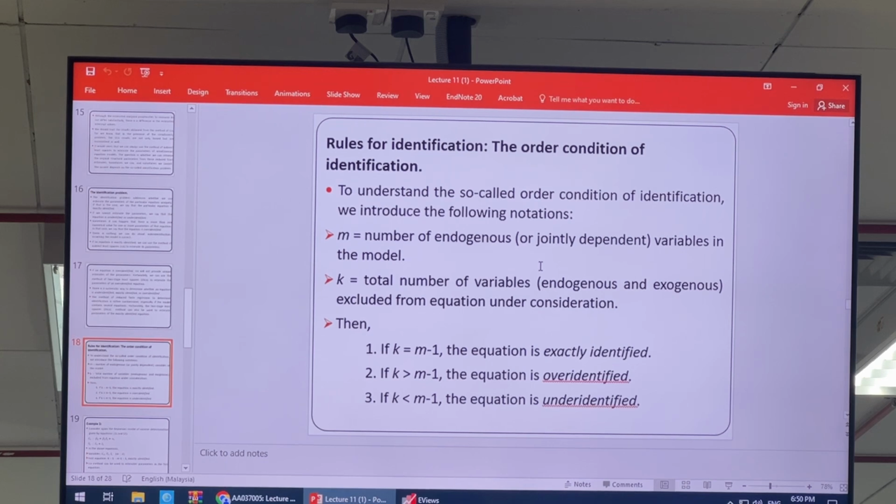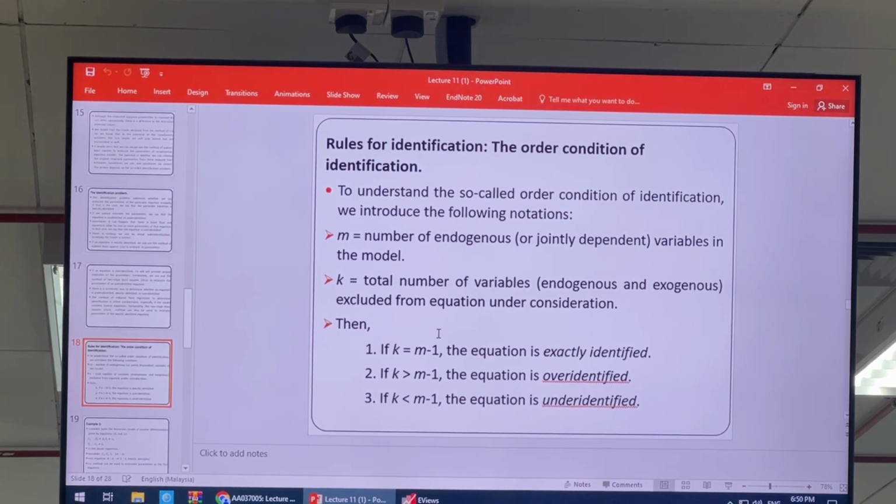Then you have to identify each equation, whether it is exactly identified, over identified, or under identified. It is exactly identified if K equals M minus 1. For the first example, M minus 1 equals what? 2 minus 1, which is 1, because we have two endogenous variables, YT and CT. So M equals 2, and 2 minus 1 equals 1.